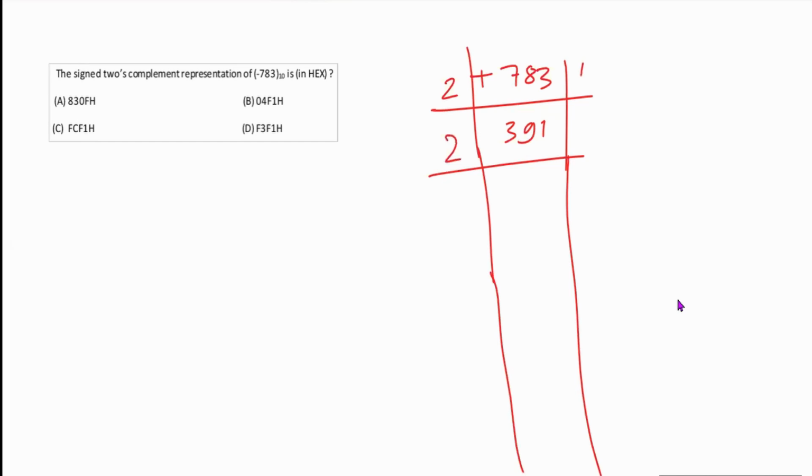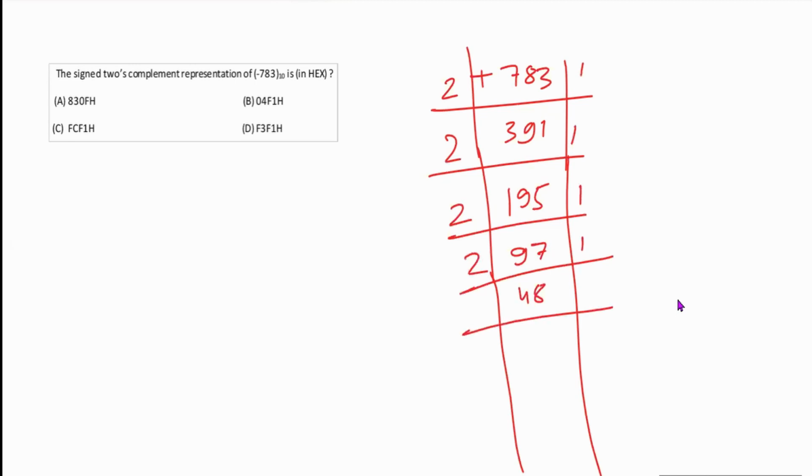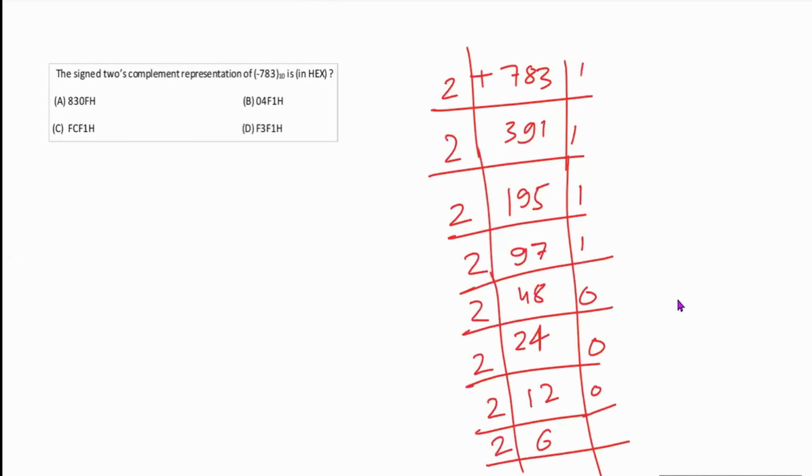Again, if I divide by 2, it will be 195, and 1 will be the remainder. Again, if I divide by 2, it will be 97, and 1 will be the remainder. If I divide by 2, that will be 48, and 1 will be the remainder. If I divide by 2, that is 24, 0 will be the remainder. If I divide by 2, that is 12, 0 will be the remainder. If I divide by 2, that is 6, 0 will be the remainder. If I divide by 2, that will be 3, 0 will be the remainder. And again, if I divide by 2, that is 1, and 1 will be the remainder.